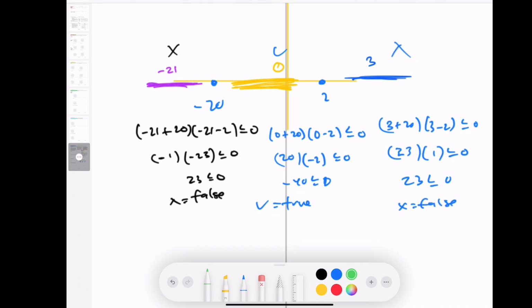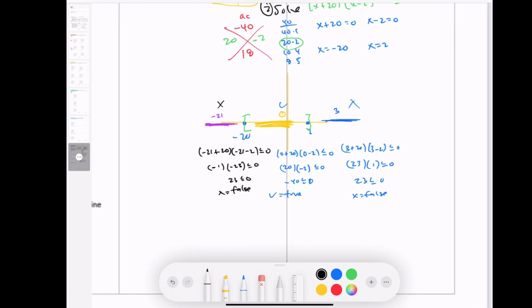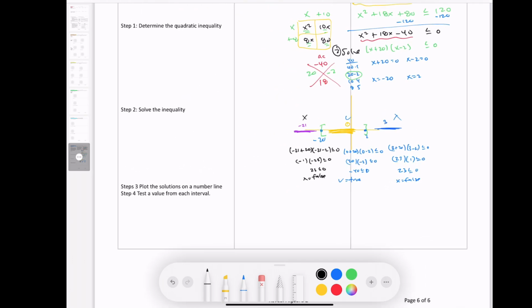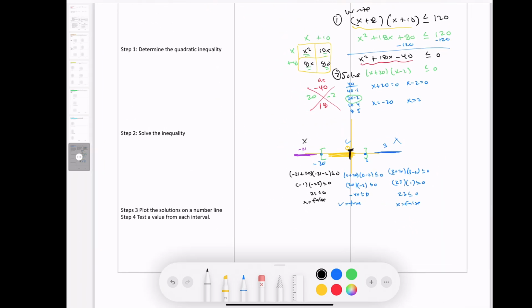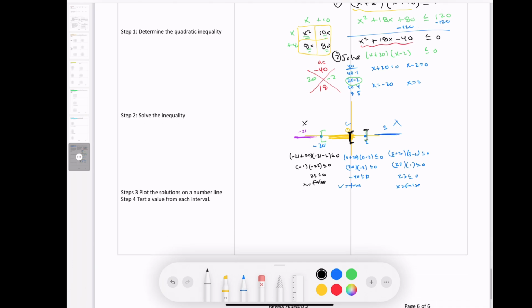Okay, so that means our answer has to be between negative 20 and 2. But remember, x, or the numbers I have, don't match that. We can have a negative increase, so you would start here at 0. So our answer would be from 0 to 2.